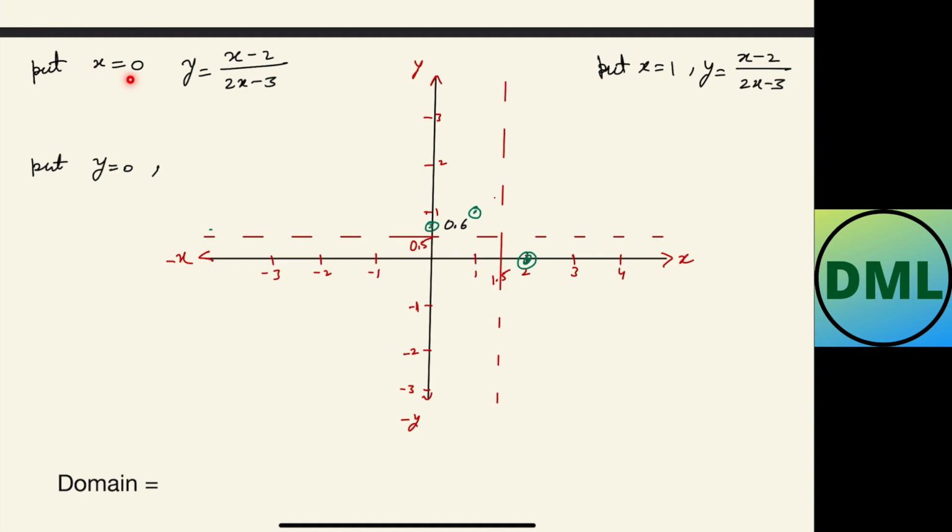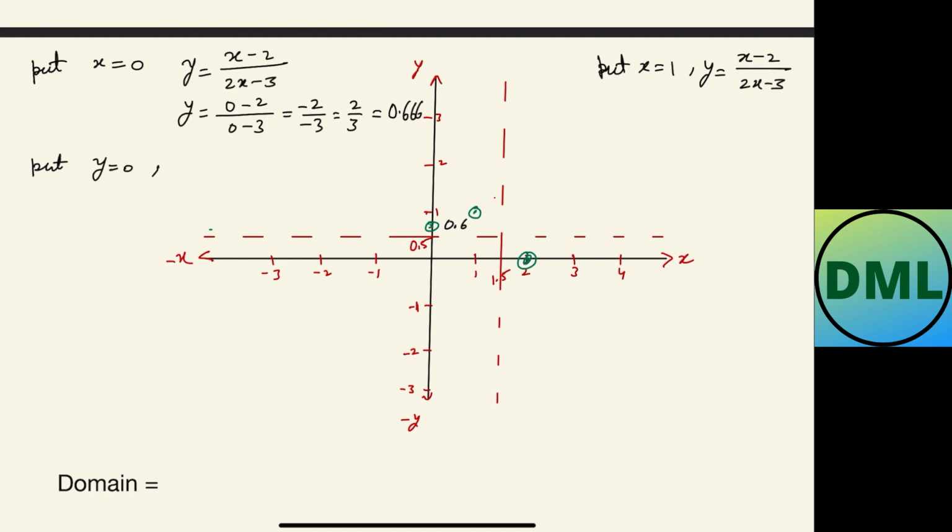If I substitute x is equal to 0 in my given curve, what is the value of y I am getting? y is equal to 0 minus 2 over 0 minus 3, which is equal to minus 2 over minus 3, which is equal to 2 over 3, which is approximately 0.666.